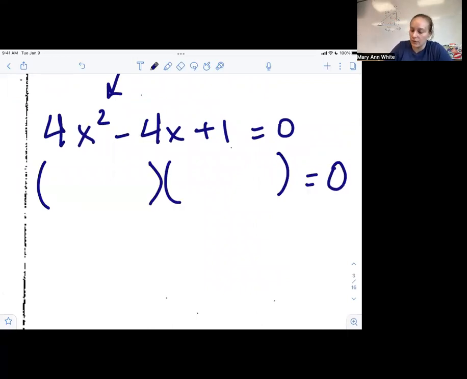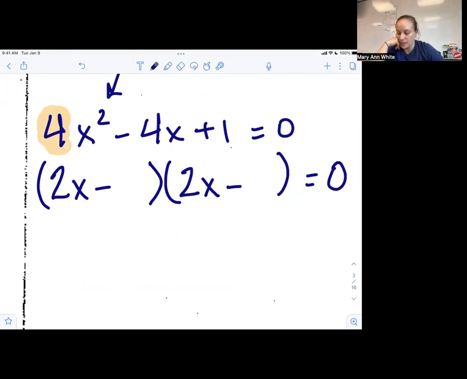It's a tough one because I gave you a coefficient in the front. So I've got to figure out, okay, what x plus or minus something, what x plus or minus something. I could choose 4 and 1. I'm probably going to do 2 and 2. And then numbers that multiply to be 1. Let's maybe try 1 and 1.